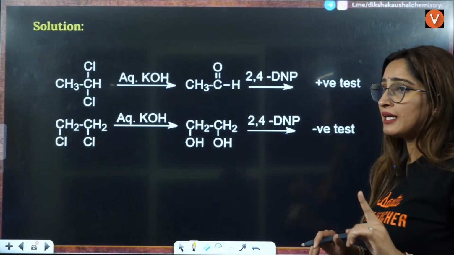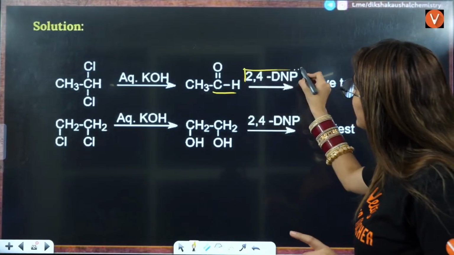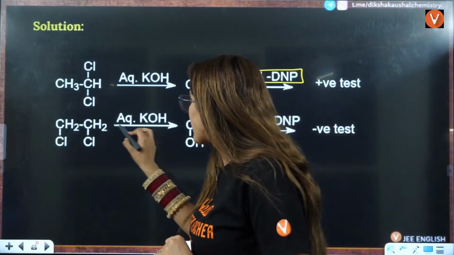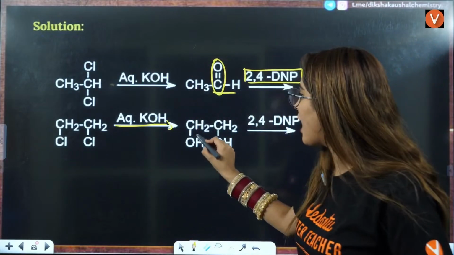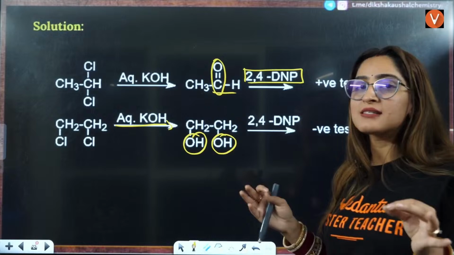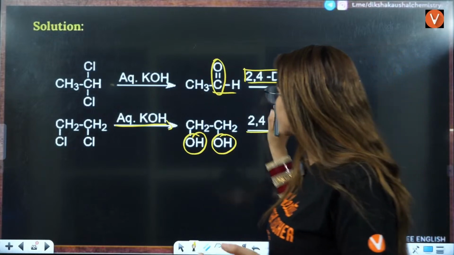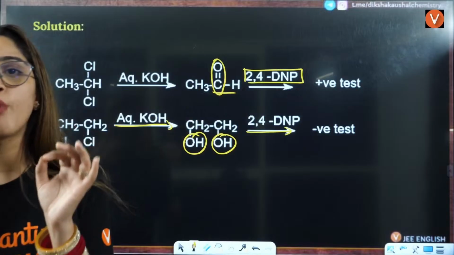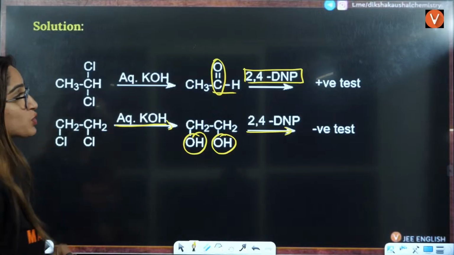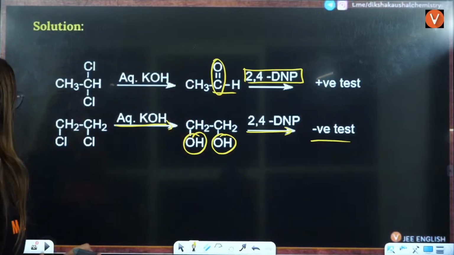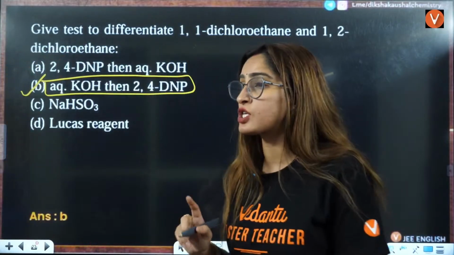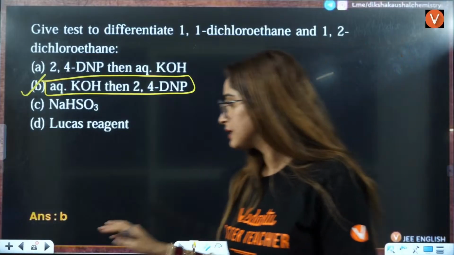Now we know that aldehyde gives the 2,4-DNP test because of the carbonyl group. But if you see, aqueous KOH is replaced in this place, you have OH on different sides. Now this OH on the adjacent side is not going to give the 2,4-DNP test, because the 2,4-DNP test is given by the carbonyl group, that is C double bond O. So this will be a negative test. So B is the correct way of distinguishing these two compounds here.